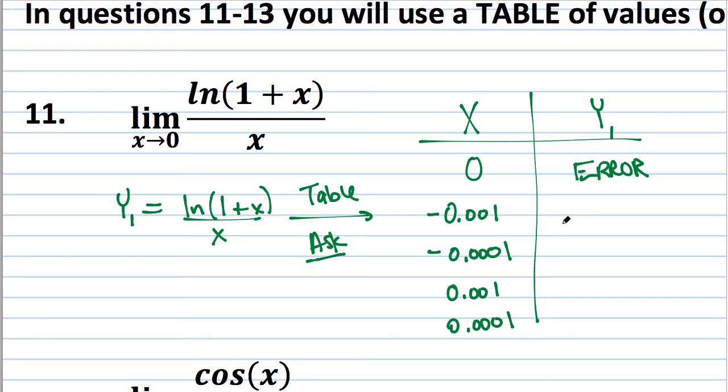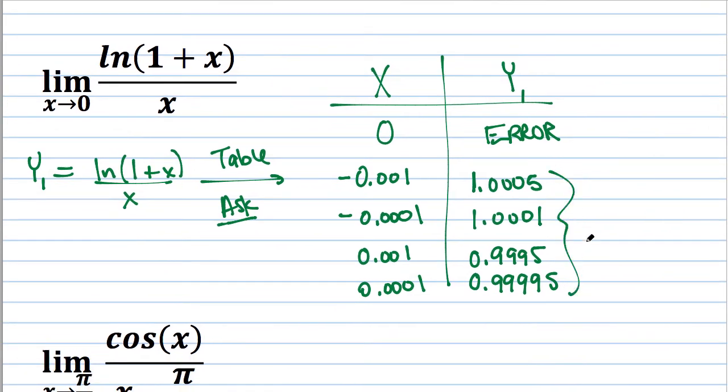My calculator tells me that negative 0.001 gives me 1.005, and negative 0.0001 gives me 1.0001, which is a little rounded, I imagine. On the opposite side, I have 0.9995 and 0.99995. So it appears that these values are pointing us toward an actual limit value of 1. I'm going to record my limit as 1 because these values are very close and approaching a value of 1.